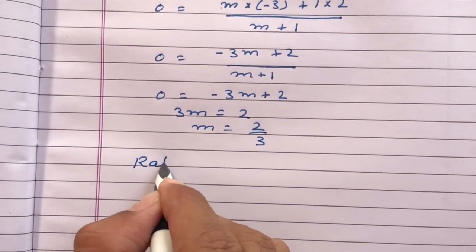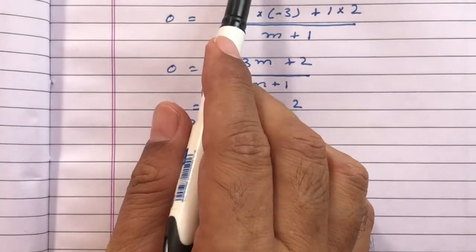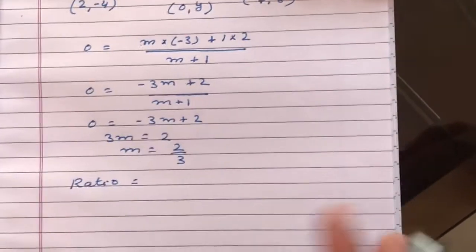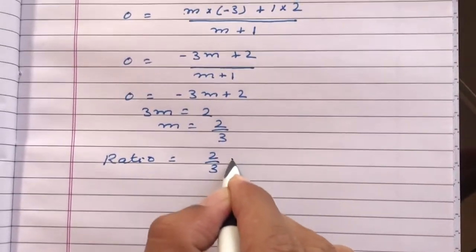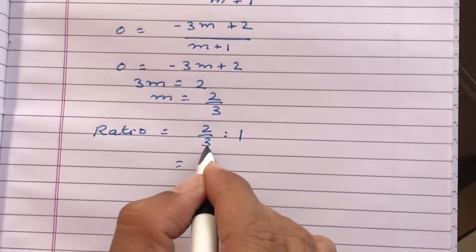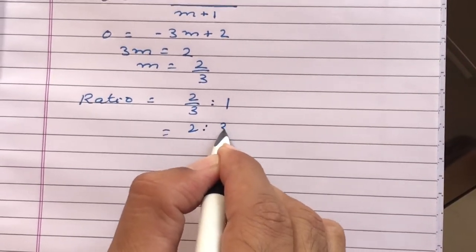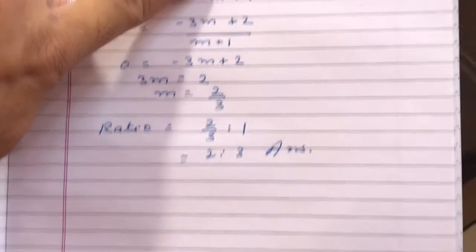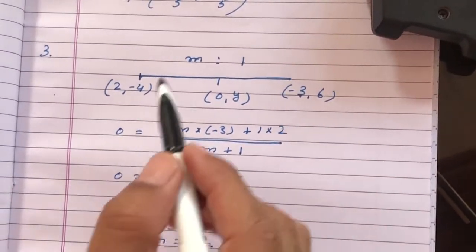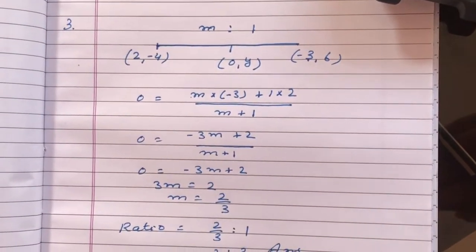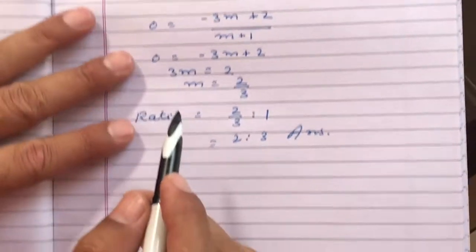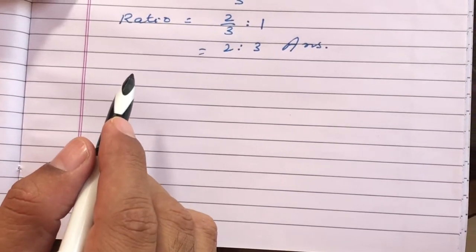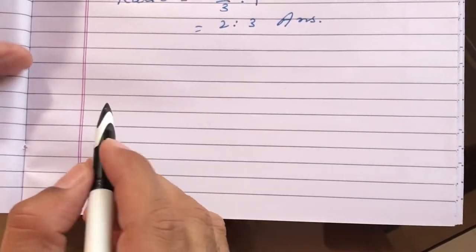Now the ratio is m is to 1. So the value of m is 2 by 3, ratio 1. So 3 will get multiplied, ratio 2 is to 3. This is my answer. So the y-axis will divide this line in the ratio 2 is to 3. Then question number 5 I do.